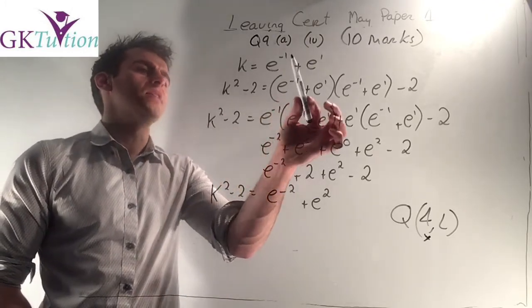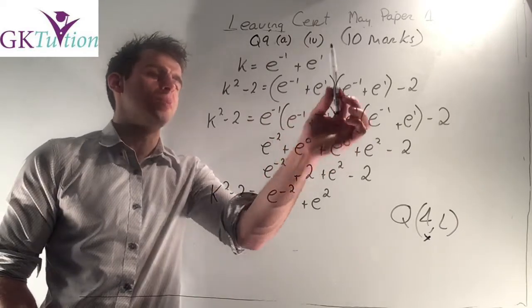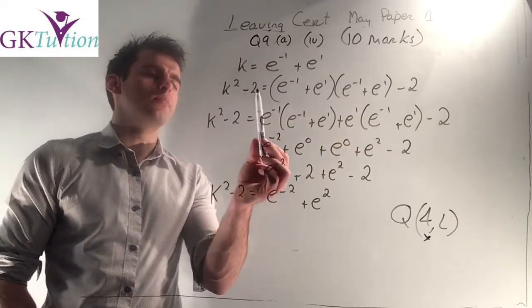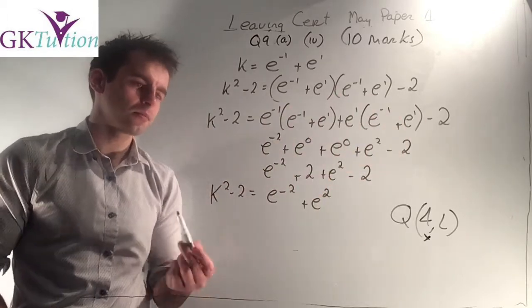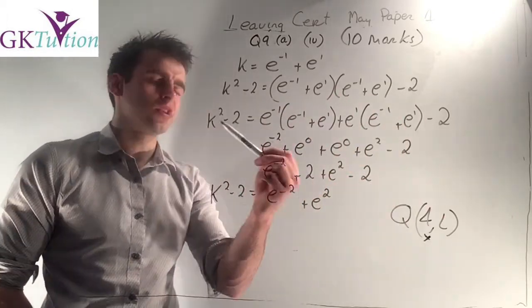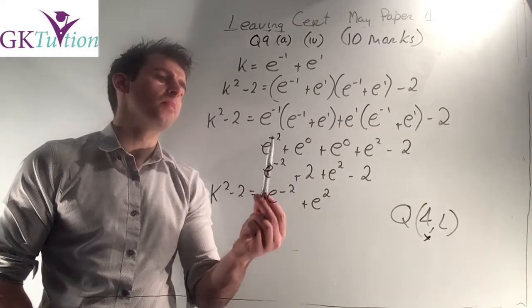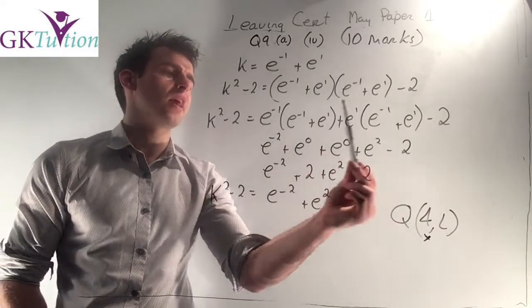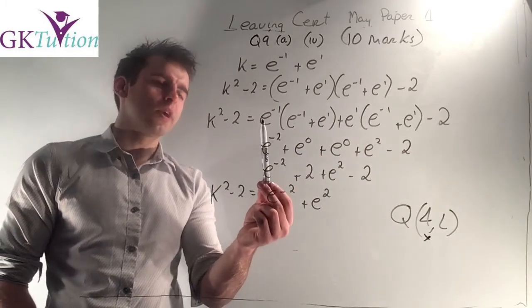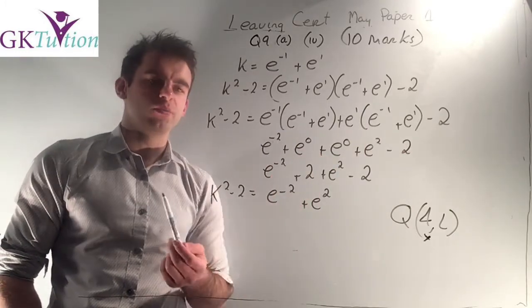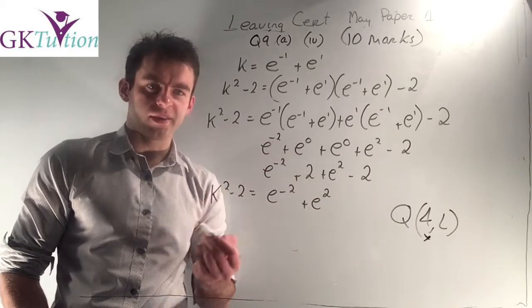So the first thing you should do is work out what is k squared minus 2. Well, k is e to the minus 1 plus e to the power of 1. So k squared minus 2 is, I'm going to multiply k by itself and then subtract 2. So I've done this one out because it's very easy to make a mistake here. It's the first term in the first bracket by the second bracket, the second term in the first bracket by the second bracket. When you're multiplying e to the minus 1 by e to the minus 1, we're using that rule of powers again that keeps cropping up.